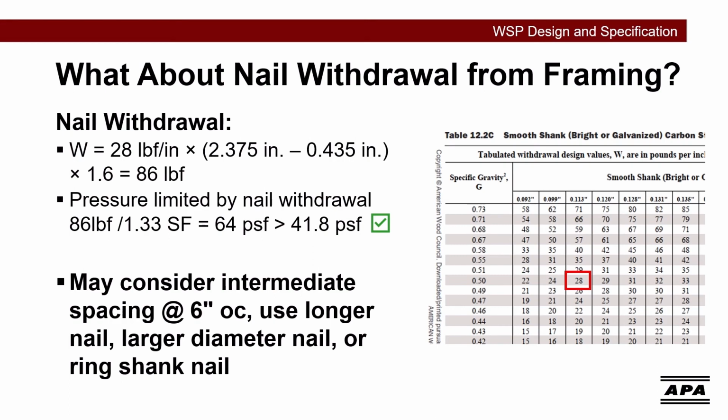Multiplying this value by the depth of the fastener penetration into the framing and our load duration factor of 1.6, we determine a withdrawal capacity of 86 pounds for each nail. Dividing 86 pounds by our nail tributary area of 1.33 square feet, we get an allowable pressure of 64 pounds per square foot, which is larger than our imposed pressure of 41.8 pounds per square foot, so the assumed panel fastening is also adequate for its withdrawal from framing. This mode can often control design. If we didn't have enough withdrawal capacity, some options to consider are tighter intermediate fastener spacing, longer or larger diameter nails, or the use of different fastener types such as ring shank nails.